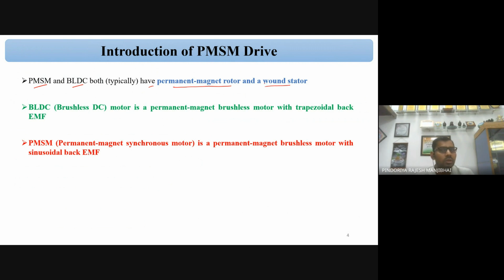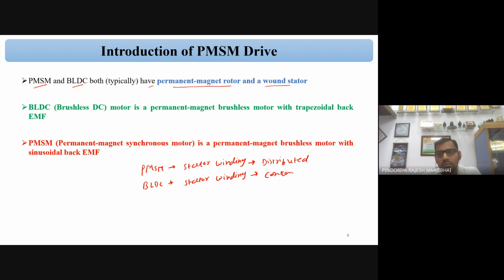In the BLDC motor there is a concentrated winding, but in the case of the PMSM we can say it is a distributed winding. So the PMSM stator winding is distributed, but in the case of the BLDC, the stator winding is concentrated. Correct? So this is the major difference between the BLDC and PMSM.